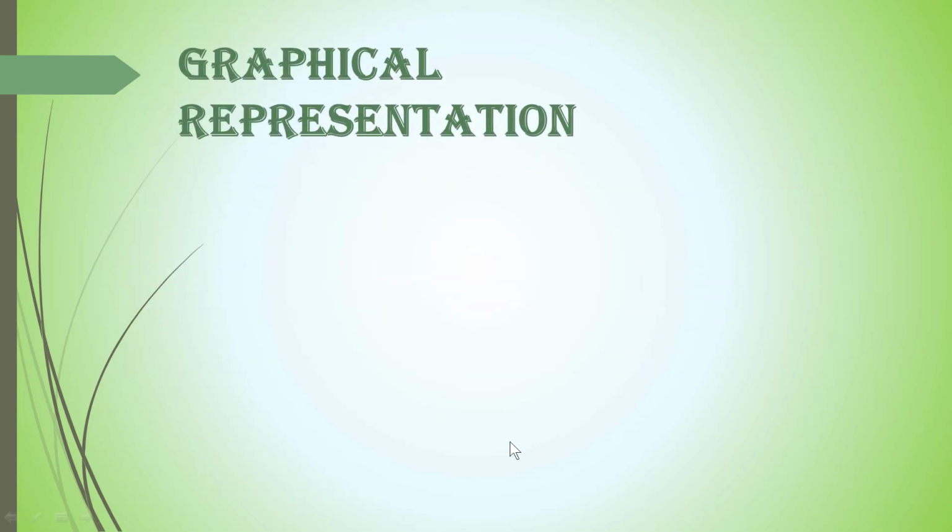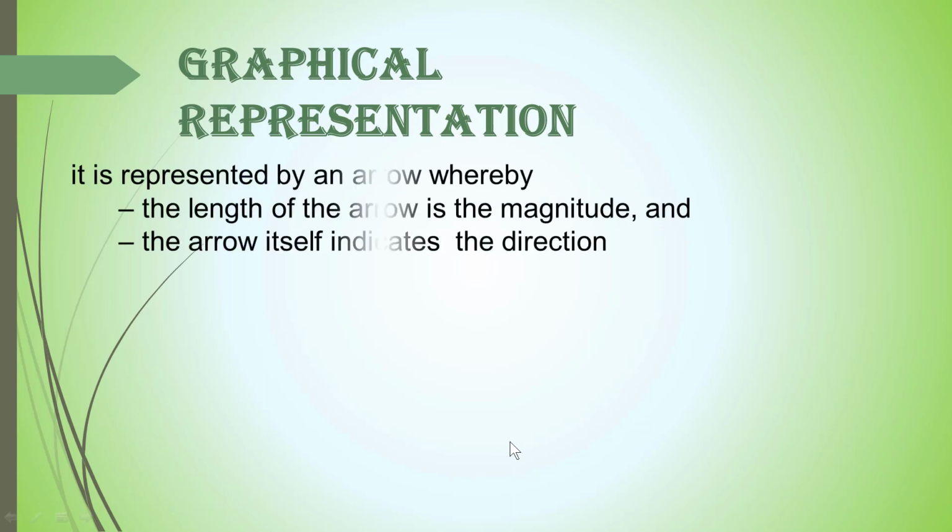Coming to graphical representation, a vector is represented by an arrow. The length of the arrow is the magnitude, and the arrow itself indicates the direction. We represent a vector graphically by drawing an arrow.